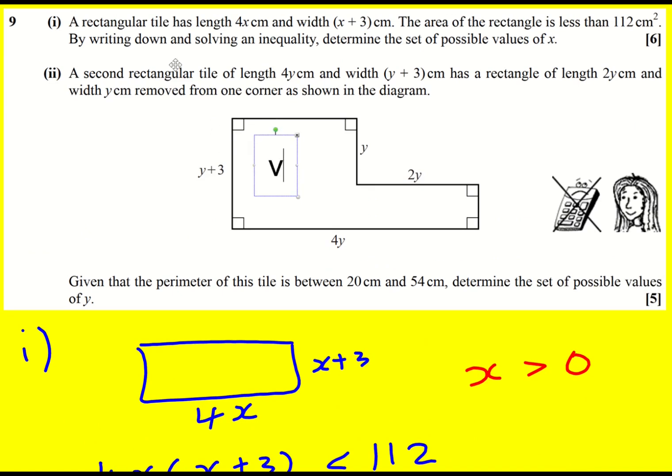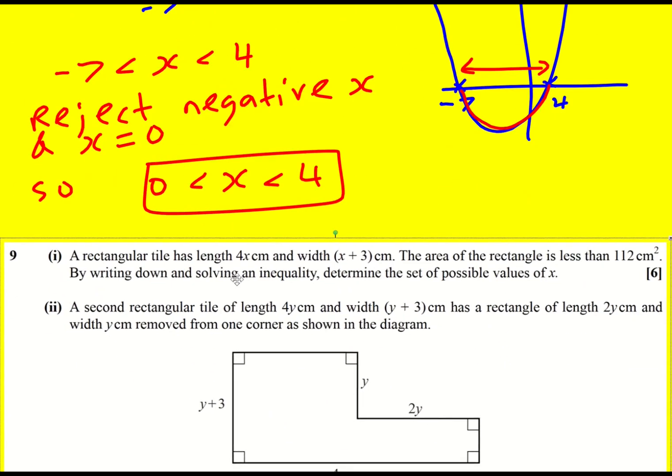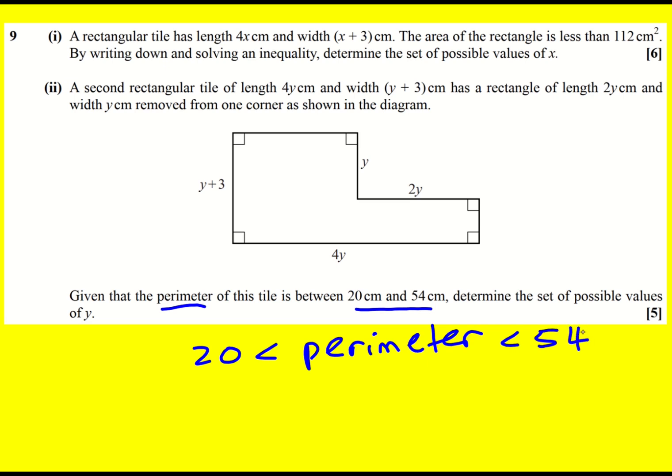All right, we've now got a second inequality. Sorry, I was just trying to copy the question. Here we go. Bring it down here. Second rectangle tile of 4y and width y plus 3. And it's had a rectangle of length 2y and width y removed as shown. Given that the perimeter is between 20 and 54. Okay, I'm just going to set that up as an inequality. Determine the possible set of values of y.